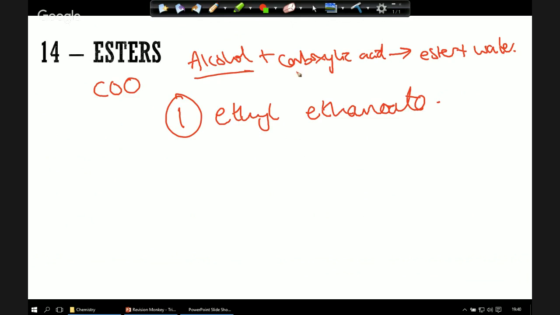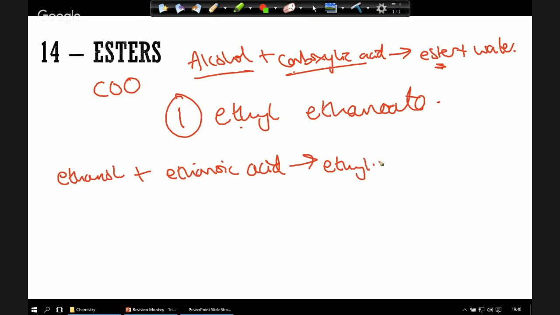So remember, an ester is an alcohol plus a carboxylic acid. That's how we make the ester. So to make ethyl ethanoate, we would have ethanol added to ethanoic acid, and that will give us ethyl ethanoate plus water. Okay, so that's the one we need to recognise. You'd have to be able to complete this equation to remember that ethyl ethanoate.